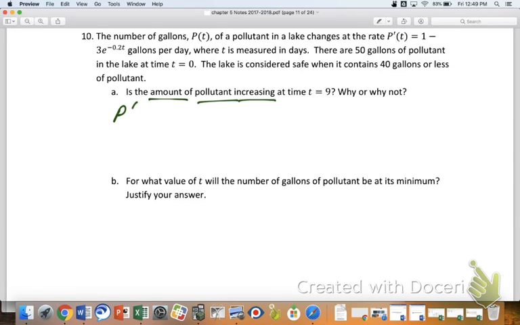And of course, the good news is they gave me P prime, so all I have to really do is just plug it in. And it ended up being a positive number, is that right? Is it like 0.5? 0.504? Okay. So P prime of 9 equals 0.504, which is positive. So we can say, therefore, the amount is increasing.